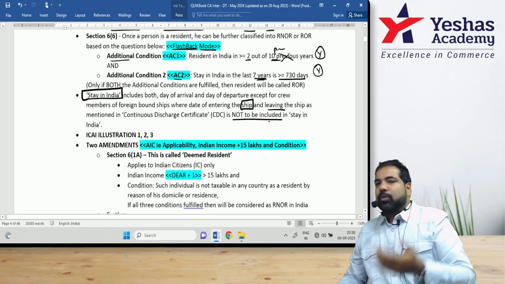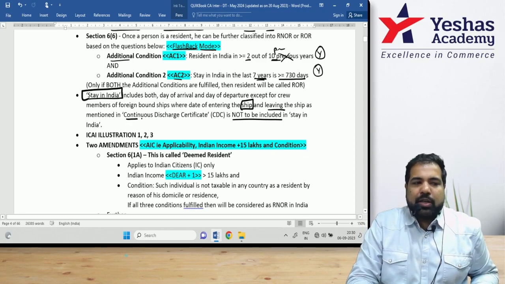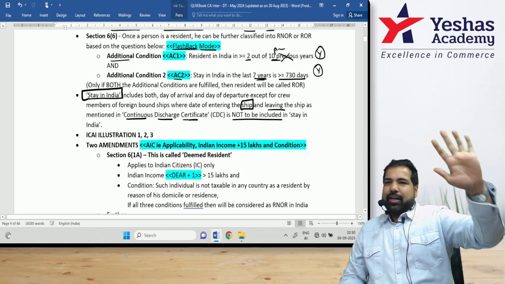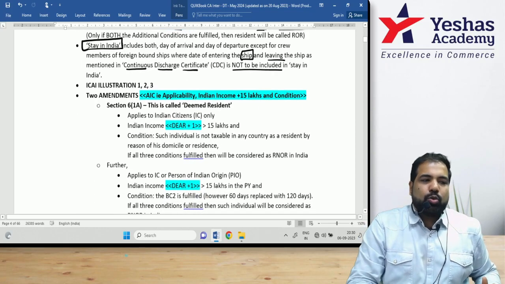Basically it's excluded. So you'll have to see a certificate called which one? CDC. It's nothing but like an attendance slip. Moving ahead, guys, there are two amendments.